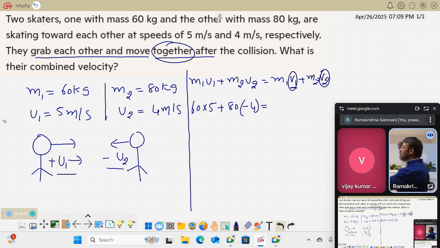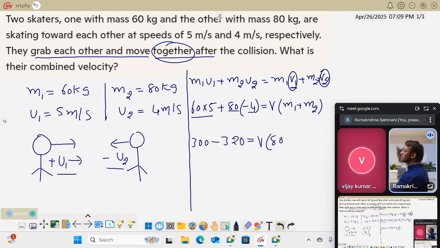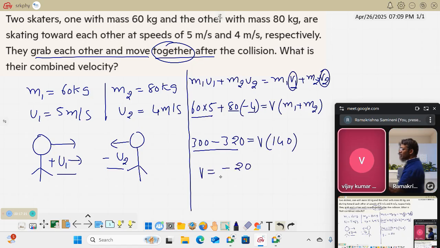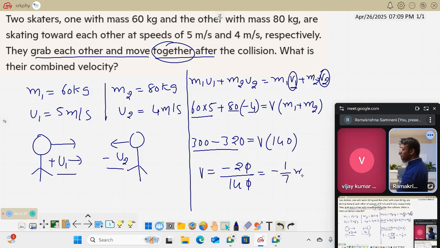So I can take v common, that is m1 plus m2. Now substitute the values: 60 into 5 is 300, plus 80 into minus 4, minus 320. So 300 minus 320 is minus 20, equal to v into m1 plus m2. We are asking for the combined velocity. 60 plus 80 is 140. So v is equal to minus 20 by 140, 0, 0 cancel. That is minus 1 by 7 meter per second.